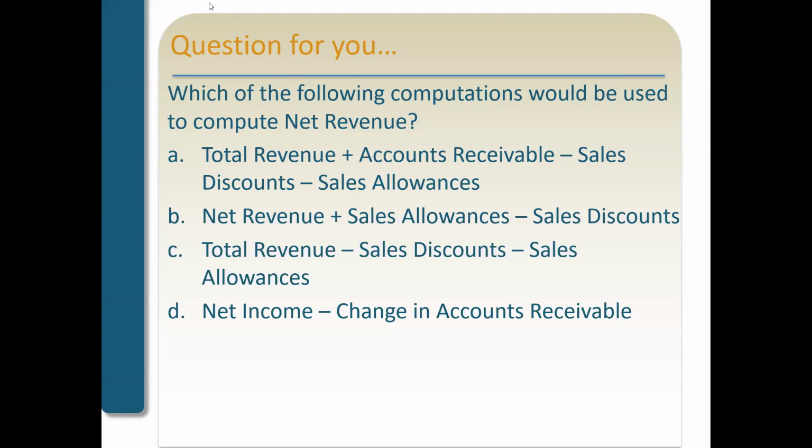It should be C. Excellent. You're exactly right. It should be C. The revenue is in the income statement. The sales discounts and sales allowances are contra accounts against our total revenue.